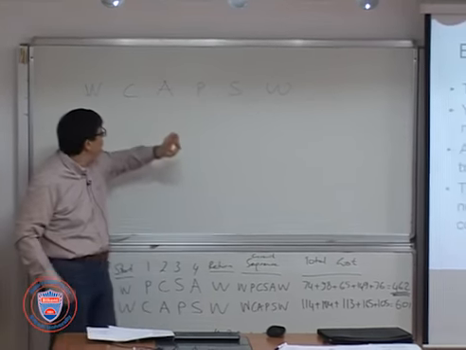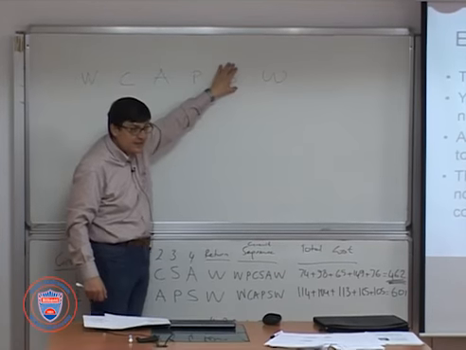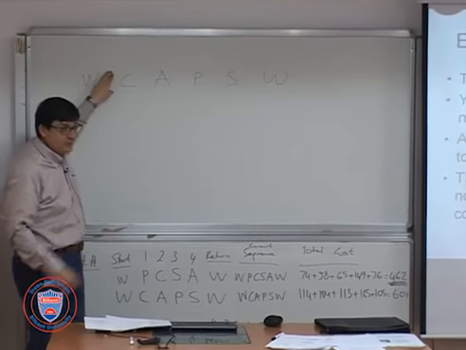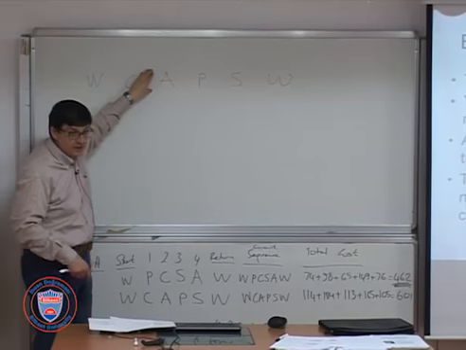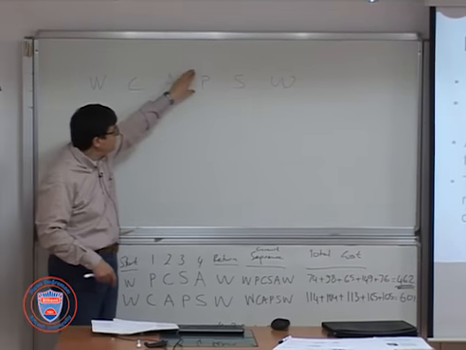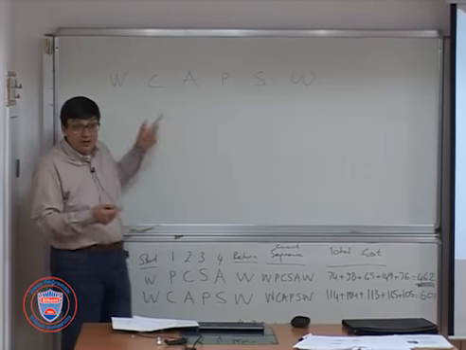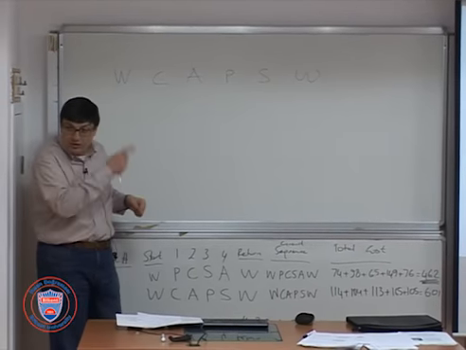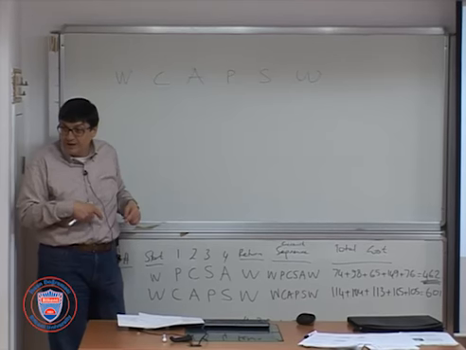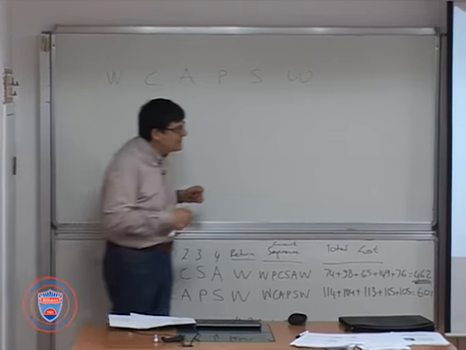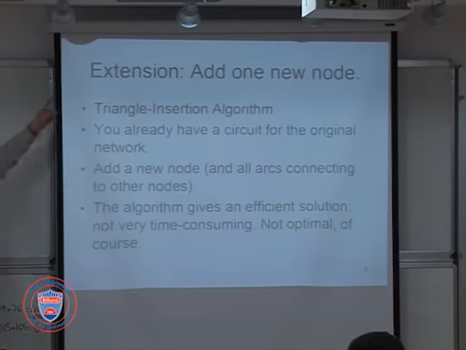For example, what you can do is take S, put S here, make a computation. Put S here, make a computation. Put S here, make a computation. Take the one which is better than the current one, or the best among all the ones that you tried. This is basically what is meant by the triangle insertion algorithm.